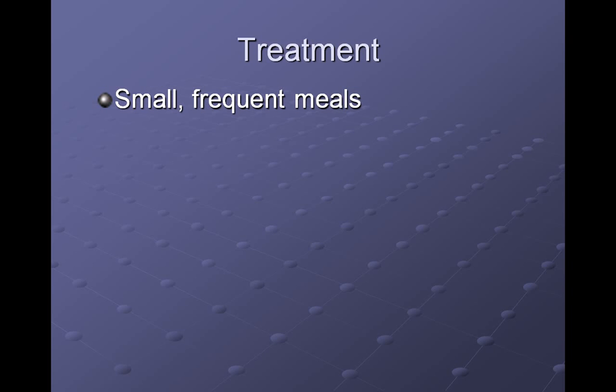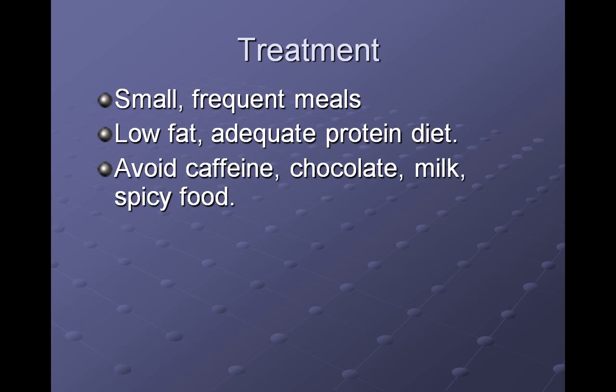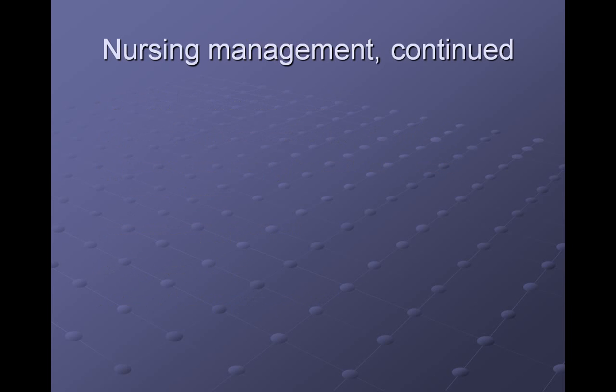Treatment continuing, you want to have the person consume small, frequent meals. A low-fat, adequate protein diet. They should avoid caffeine, chocolate, milk, and spicy foods, which can aggravate the problem. Eliminate alcohol. No smoking, and they may have to have surgery.